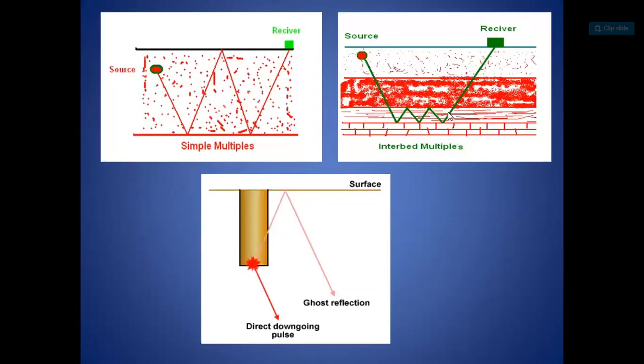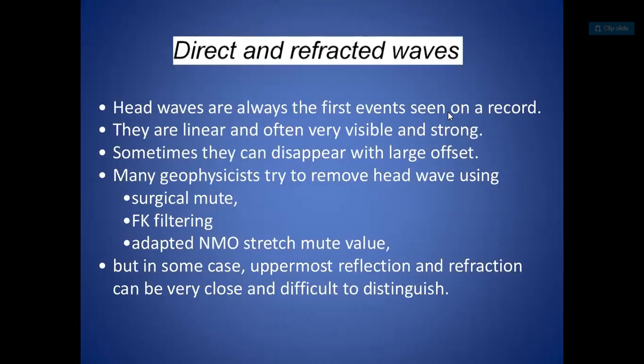This is the ghost source and the simple multiples, interbed multiples. Here, ghost reflections are direct downgoing pulses. Direct and refracted waves: head waves are always the first event seen on a record. They are linear and often very visible and strong. Sometimes they can disappear with a large offset. Many geophysicists try to remove head waves using a surgical mute.